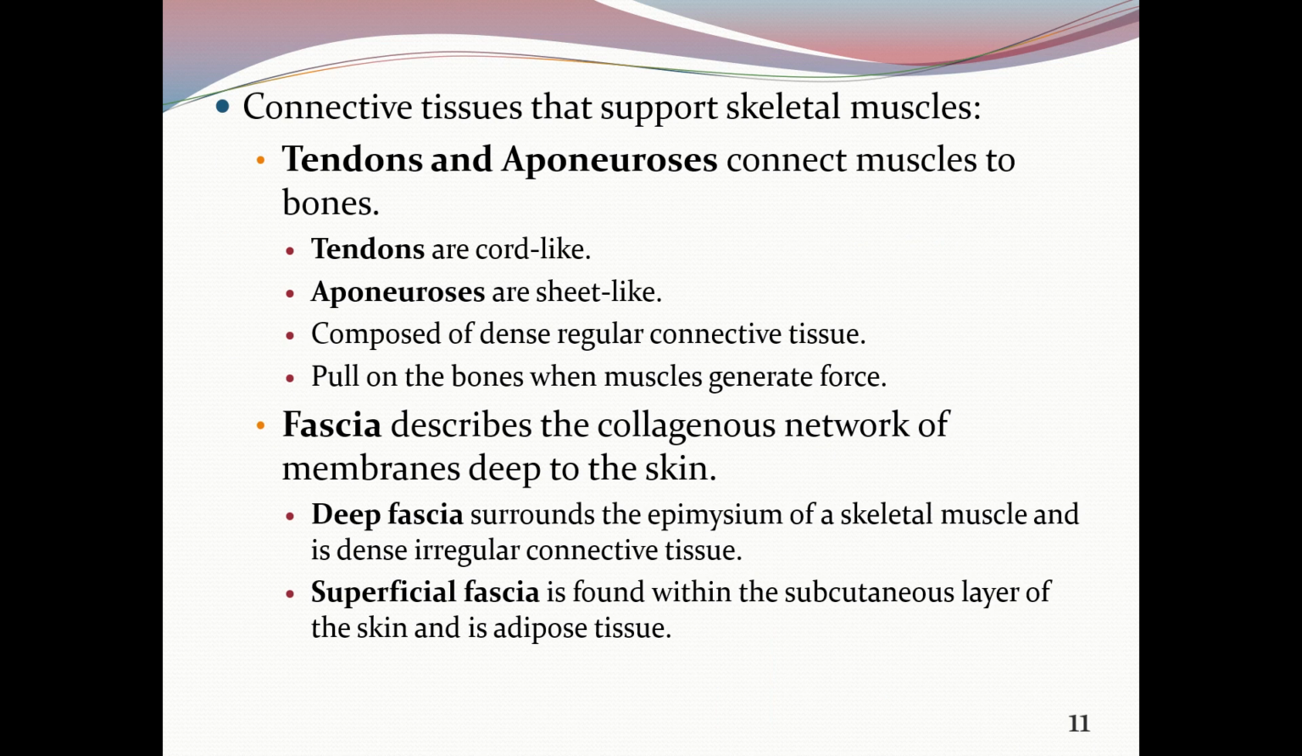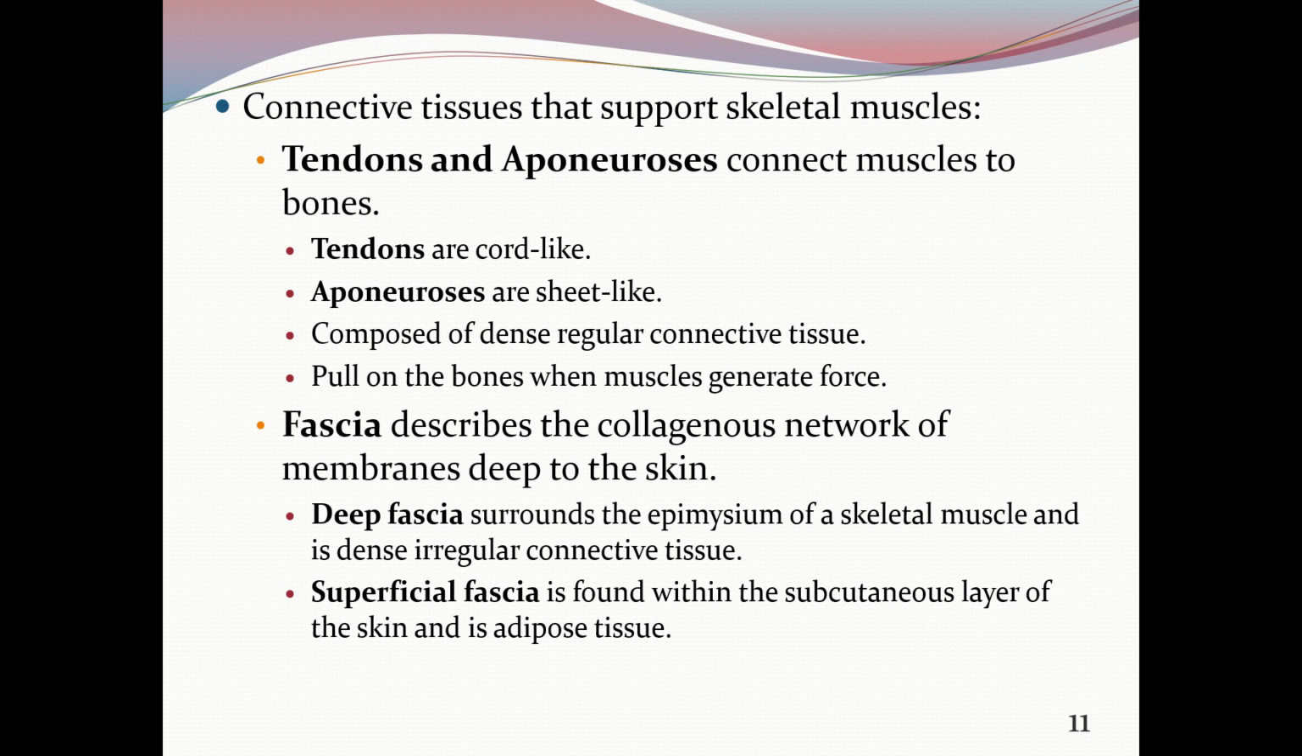So let's look at tendons in more detail. Tendons are cord-like, and then there's a type of tendon-like material called an aponeurosis, which is sheet-like. And the tendons and aponeuroses are composed of dense regular connective tissue, and they ultimately will pull on the bones when the muscles generate force.